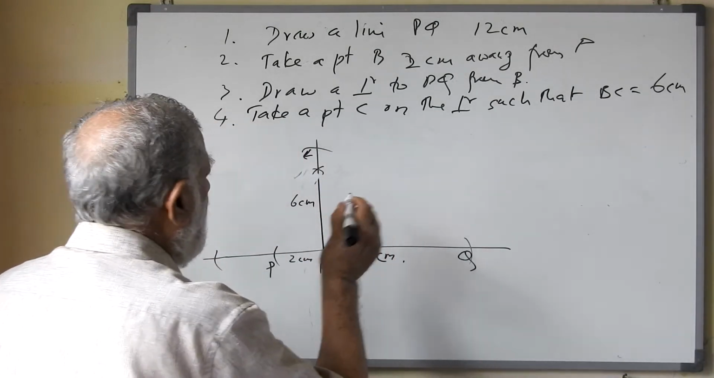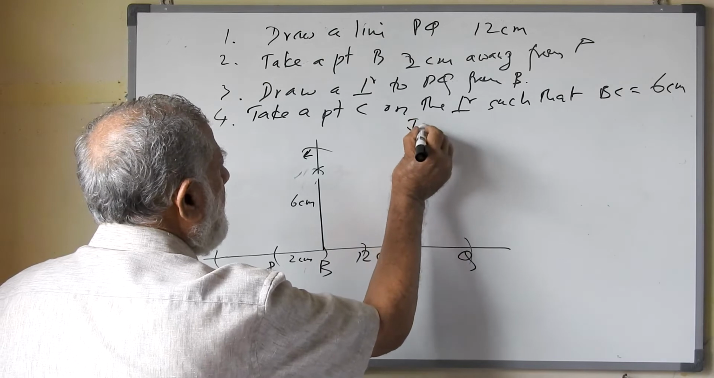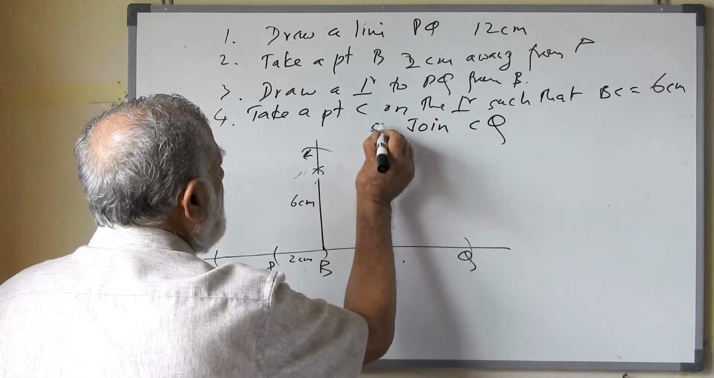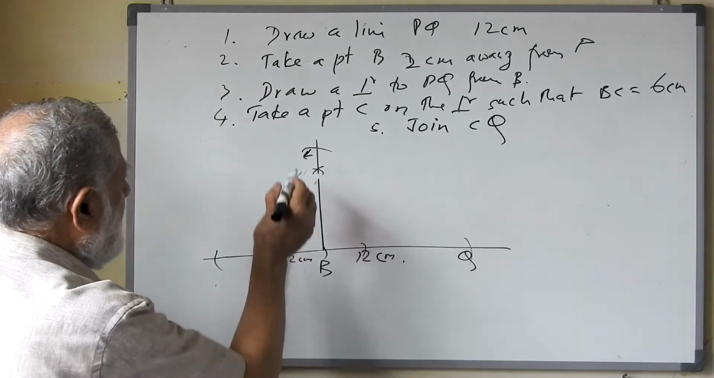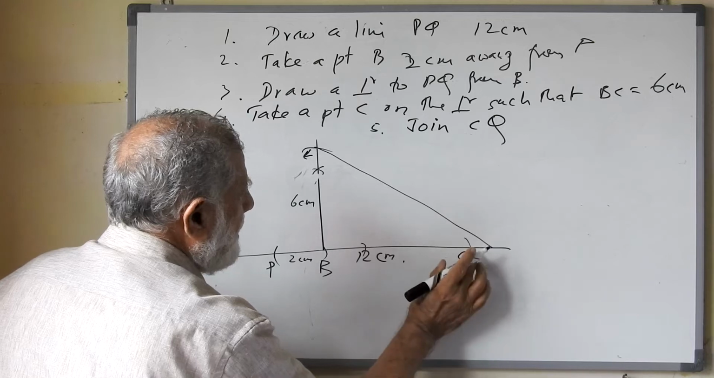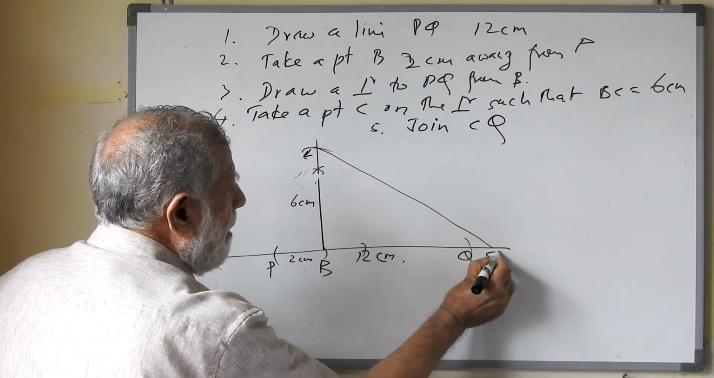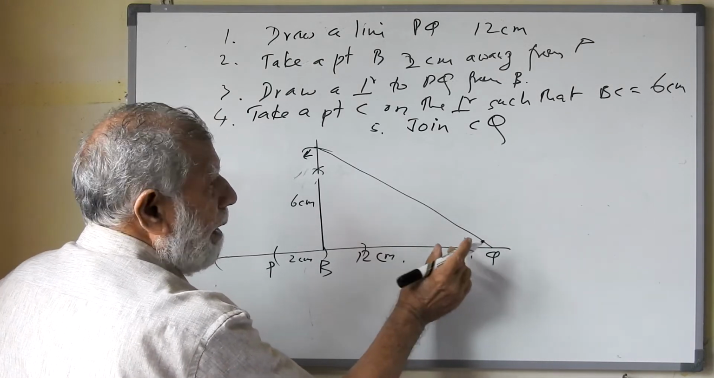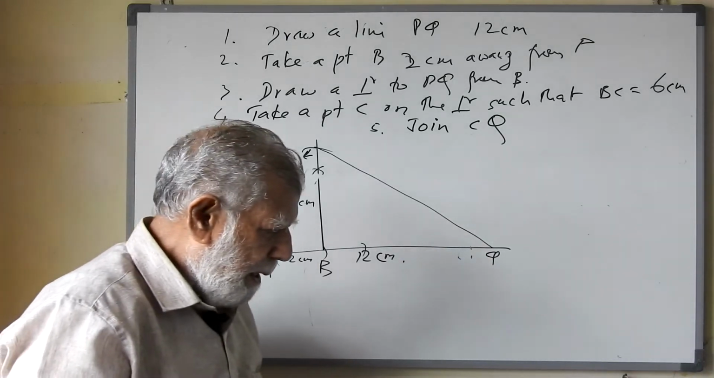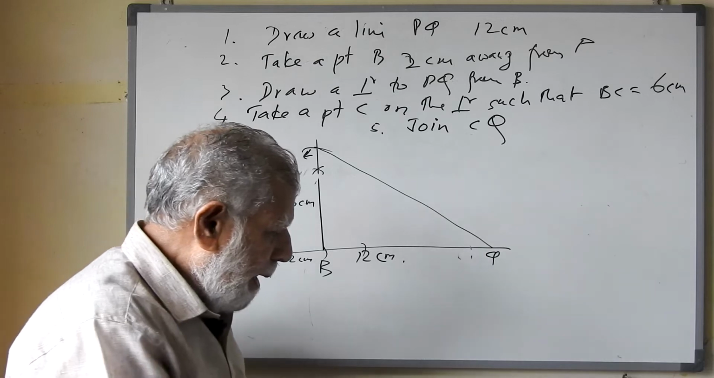Join CQ. The fifth point is join CQ. Now C is here, Q is here, you keep the ruler and join like this. CQ. So we have joined CQ.